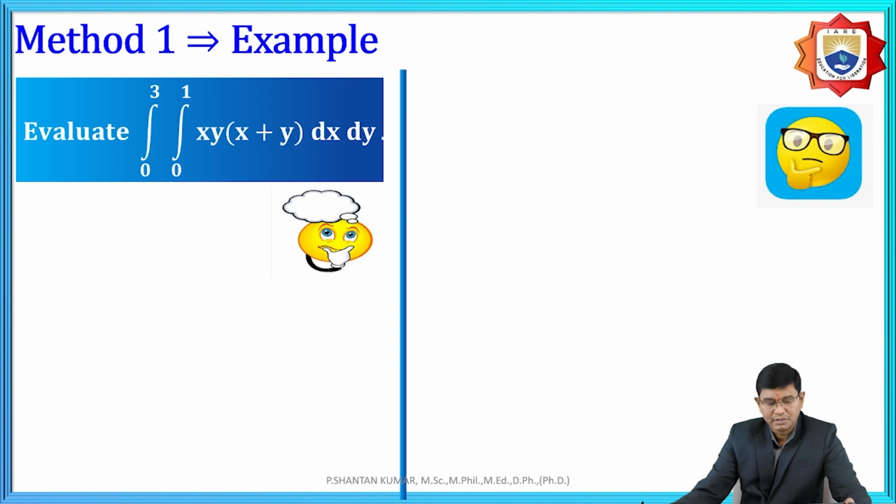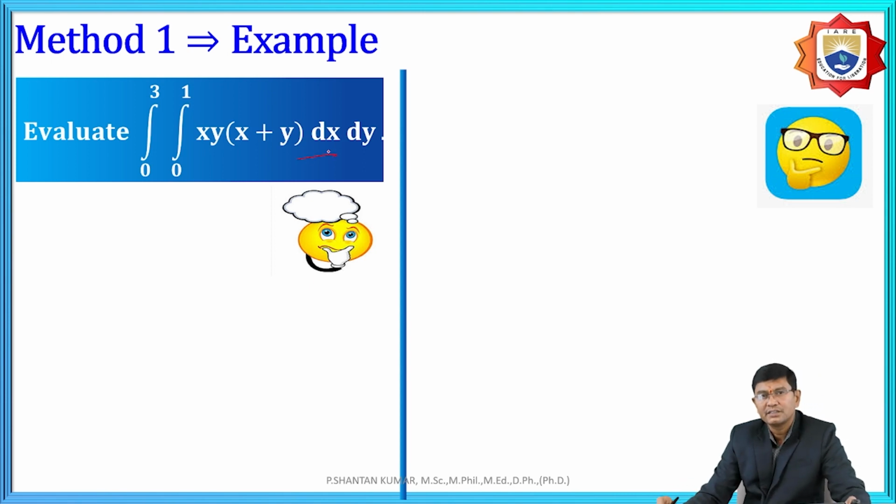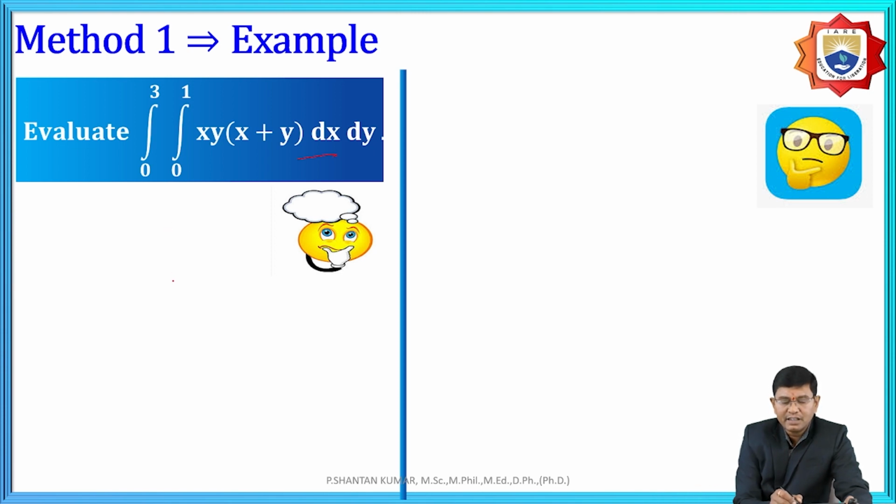For example, this one: integration 0 to 3, 0 to 1, xy into x plus y, dx dy. This is also clearly a double integration with respect to x and also y, and the limits are all constants. Here, the inside function is with respect to dx, so we need to integrate with respect to x. The first term, xy into x plus y, is nothing but x square y plus xy square.